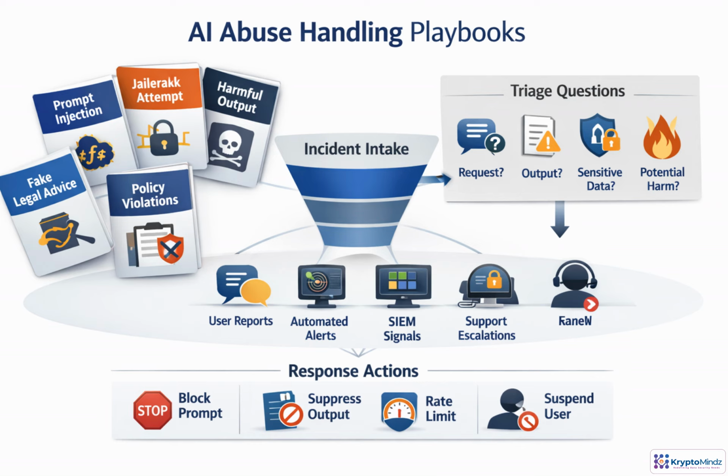AI abuse needs dedicated incident playbooks because the signal may come from a prompt, an output, or a pattern of user behavior. Define intake from reports, alerts, monitoring, SIEM, and support. Then triage the key questions: what was asked, what was generated, did sensitive data appear, and could harm occur? Containment should be explicit: block prompts, suppress outputs, rate limit, suspend accounts, and trigger model behavior review, so each case improves the next response.